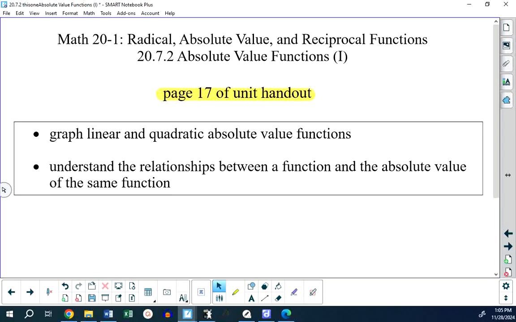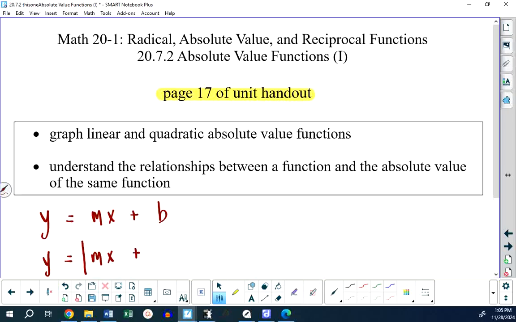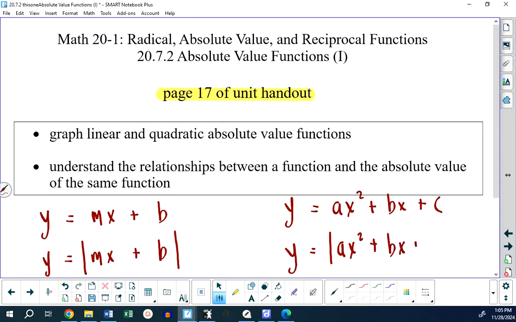We're going to be graphing linear and quadratic absolute value functions. In other words, since a linear function is a function of this form, I'm saying at the end of today, you will know how to graph functions that look like this, equation-wise. You already know how to graph functions that are quadratic functions. I'm saying by the end of today, you will understand how to graph the absolute value of a quadratic function.